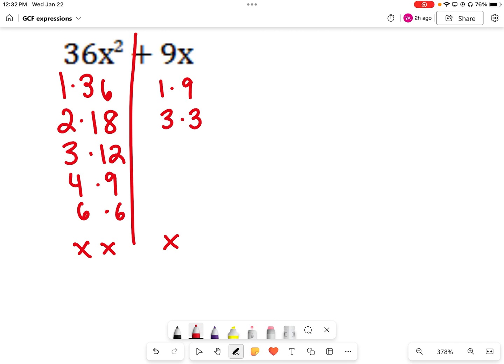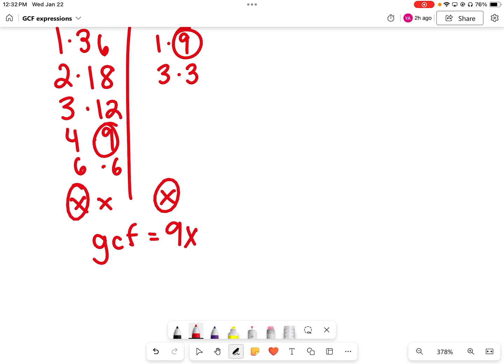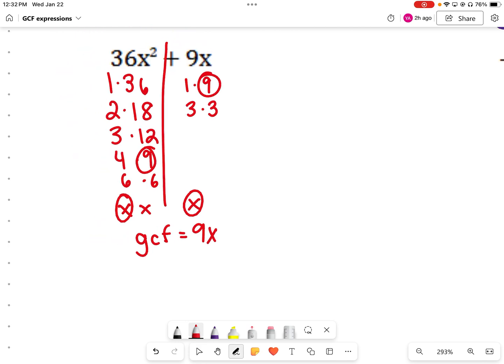So I need to find the greatest common factor. So they have 3 in common, and they have 9 in common. So 9 is the GCF. But don't forget about the variables. We have 2 variables and we have 1. So we can circle 1 on each. So my GCF is 9x. So put the 9x out front. And then we've got to figure out what's remaining after we take the 9 out.